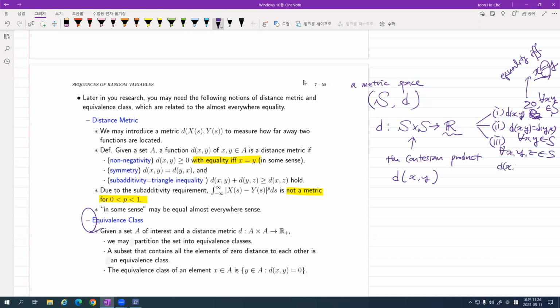Then the distance from x, y, and z: yz is greater than or equal to xz, right? Got it? This is the triangle inequality. An abstract set and a metric satisfying those 3 conditions is called a distance metric, and this space is called a metric space.